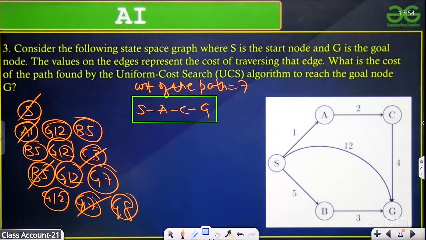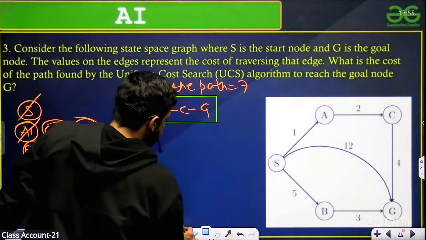Now I will be cutting B5. B has a single child, that is G. So I can reach G at a cost of 8. So I have three G's at costs of 7, 8, and 12 respectively. I would be choosing the lowest cost, that is G7.